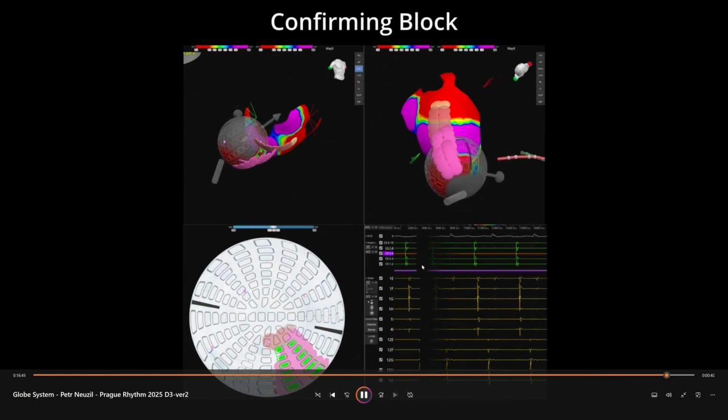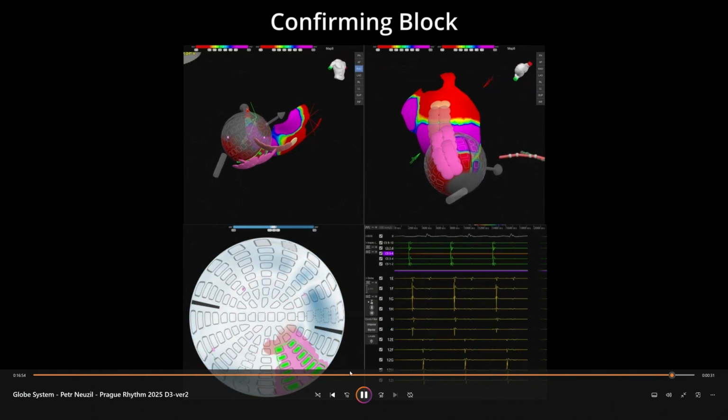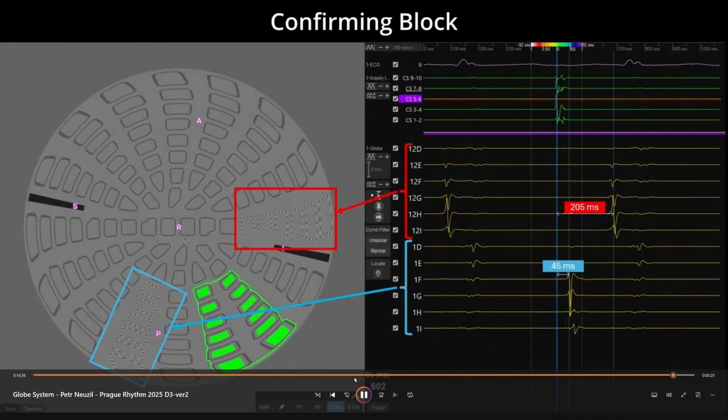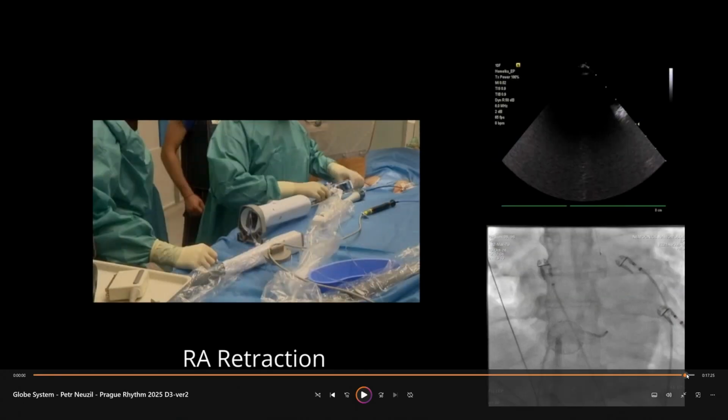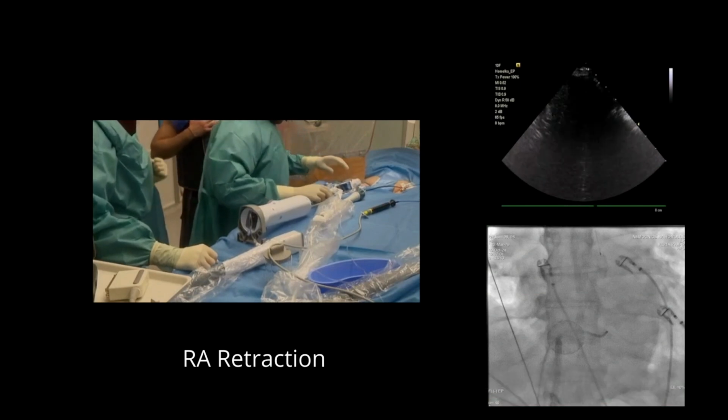You can see even the splitting of the potentials here by one single basket, and even this activation indicating the block, here and here. Look at this distance. It's perfect, and very simple and fast. Sorry, I missed pulling the catheter, but you saw that from the left, so I will run it again.